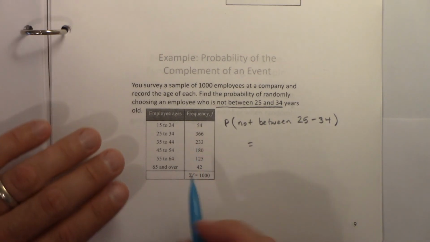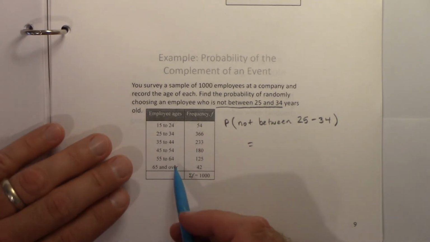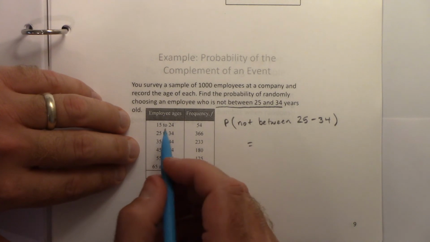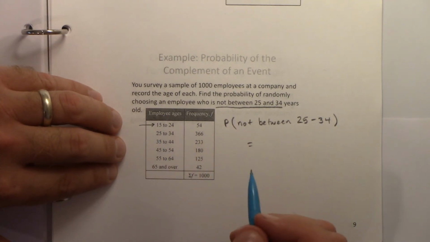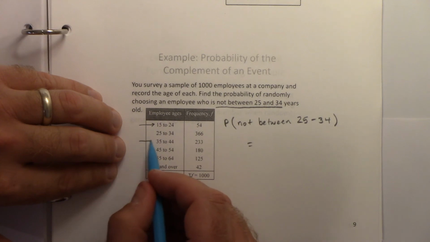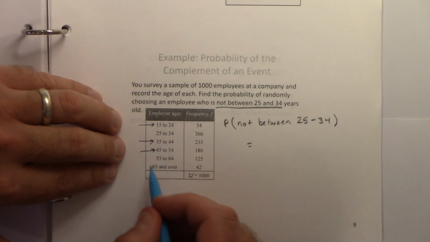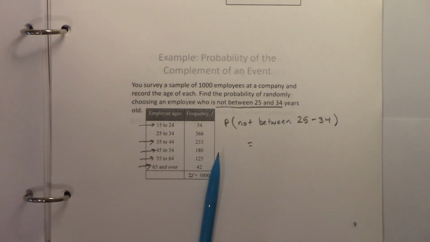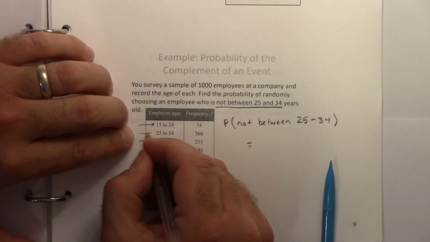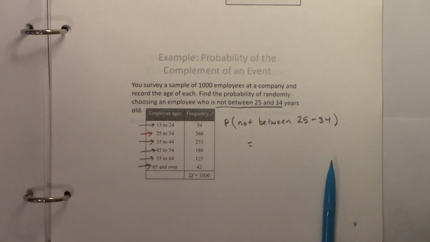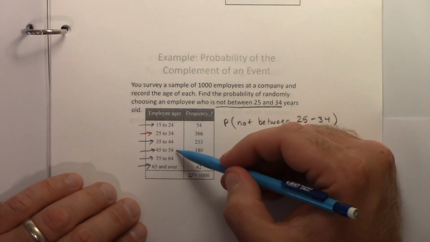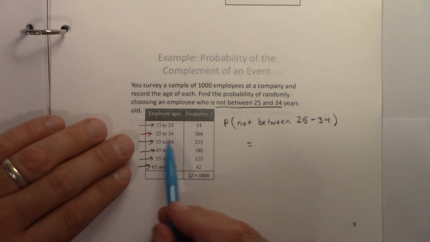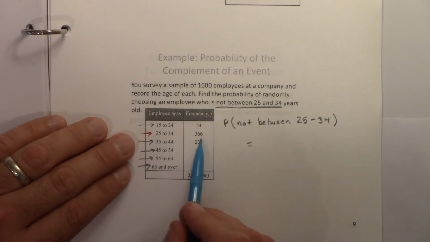Now if you look, and I'm going to mark these on the chart, there's a lot of categories that make up that event, not between 25 and 34. So this first category would qualify. Let's see, this category here would qualify. The category here, here, and here. In fact, there's only one category that doesn't qualify, and that's the category right here. So instead of going through all of the different categories that satisfy the definition of the event, it's easier to calculate the probability of what we don't want.